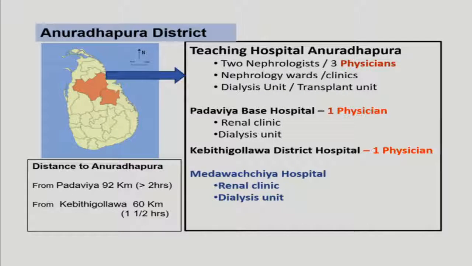And there are 2 other major hospitals. One is Padaviya Base Hospital, manned by 1 physician, with a renal clinic and a dialysis unit. Kabithigollewa Hospital has 1 physician and hardly any facilities, not even a renal clinic. There's no space to run a proper medical or renal clinic in this hospital. And the Medawachchiya Hospital has a renal clinic and a dialysis unit. You can see the distance to travel from Padaviya to Anuradhapura, which Google says is 2 hours, and actually public transport would take quite a long time more than this.